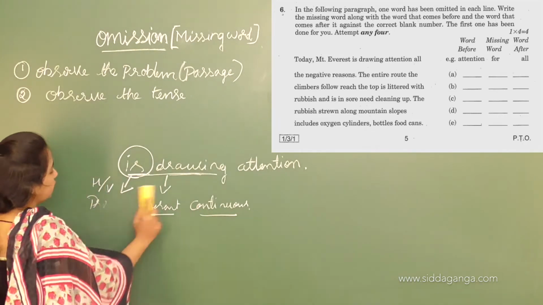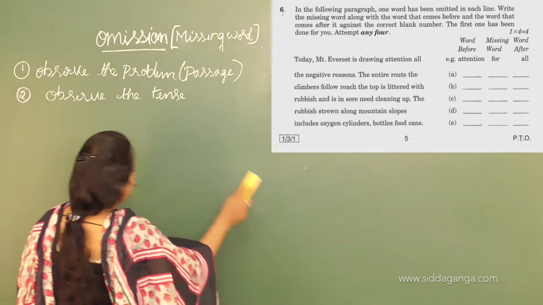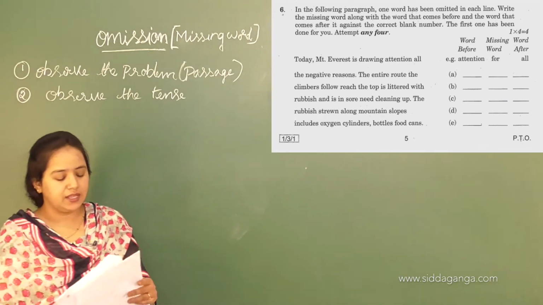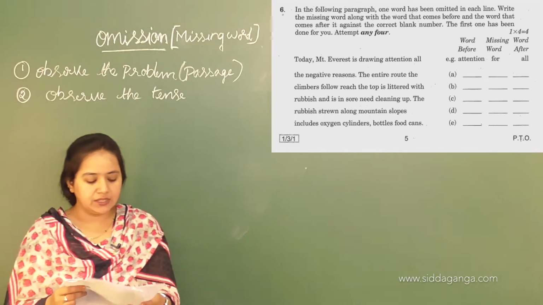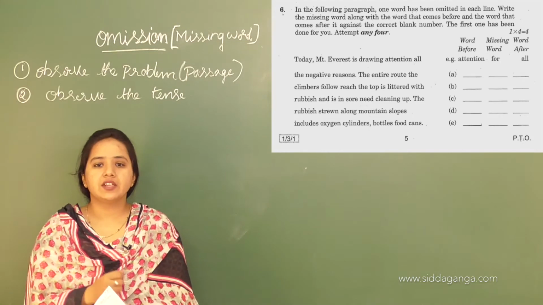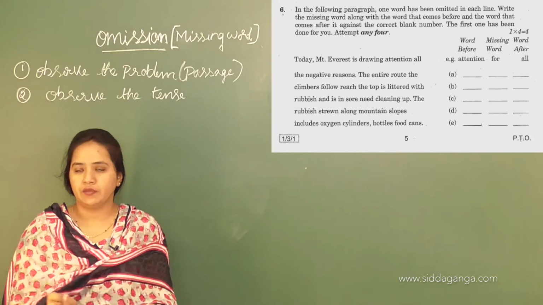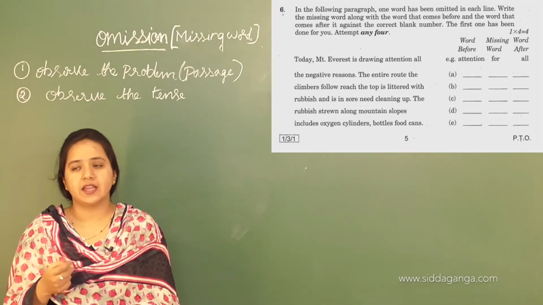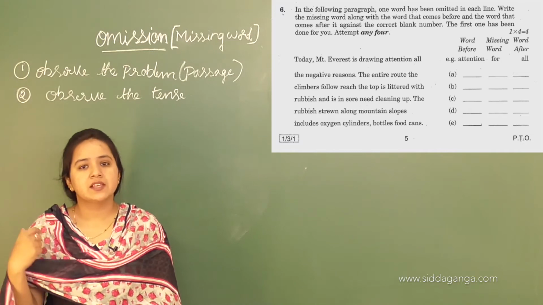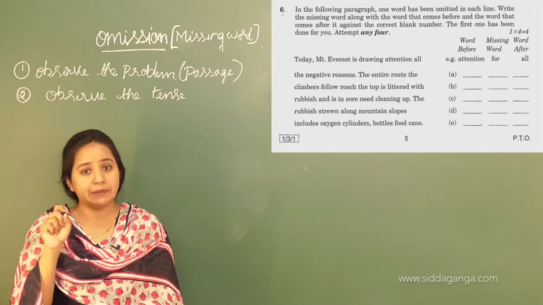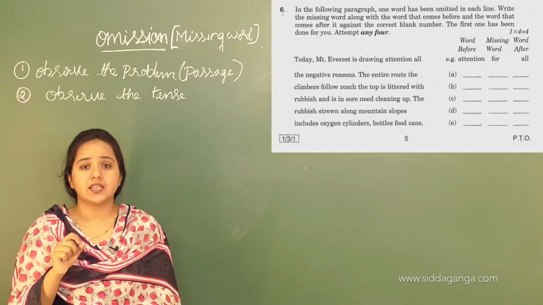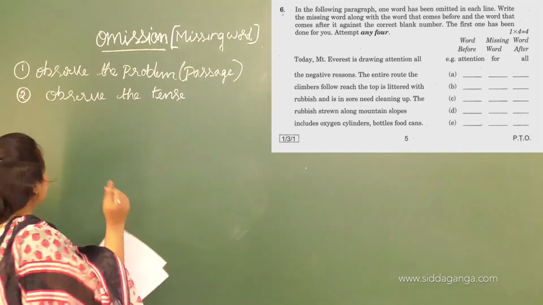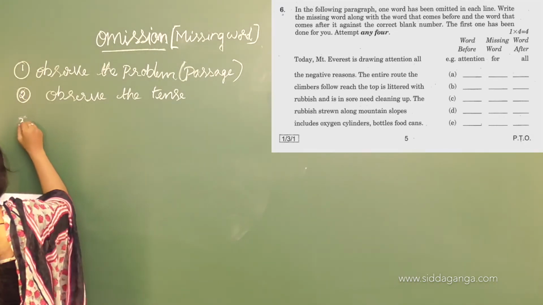So let's talk about the next thing: how you identify the problem in this passage. The most important thing is the language. You should know all the vocabulary, the meanings, and all the grammatical points, then V1, V2, V3. It means which is the present tense, which are the main verbs, in present tense, past tense, and past participle.